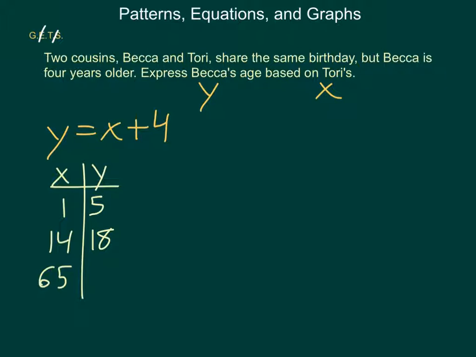And again, the retirement age of 65. If we substitute the 65 in for x, 65 plus 4 is 69, which would tell the age of these two cousins at the latter parts of their lives. So that takes care of our table.